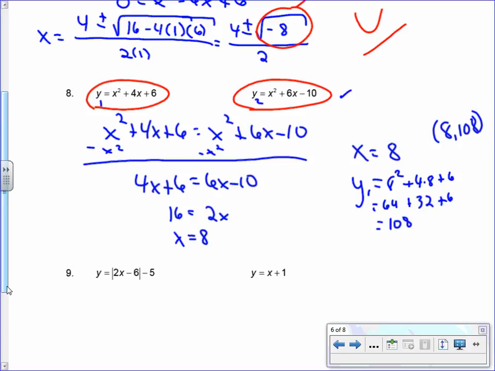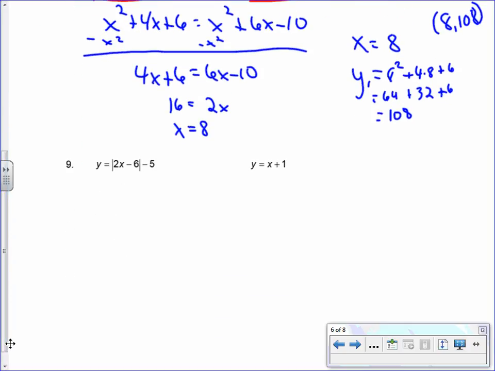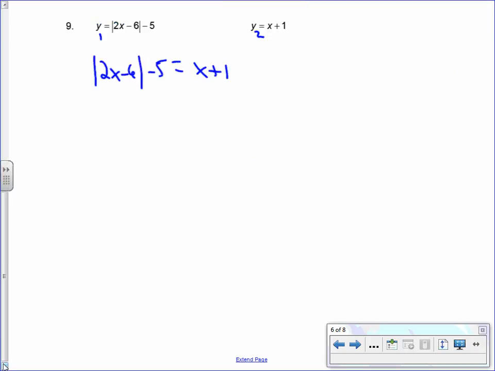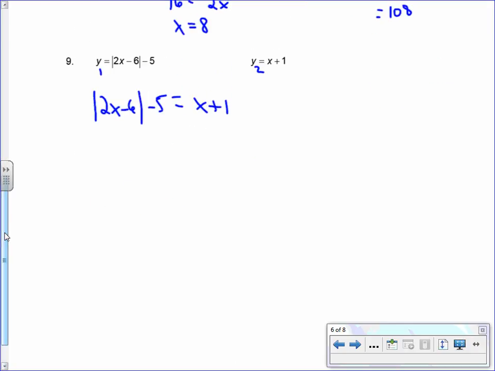Okay? All right, number 9, we have an absolute value graph, a V shape, and we have a line. We could have one answer, 2 answers, or no answers, but the basic concept is y1 equals y2. Now, this one has something a little different that we did not see in the fall. So I want to make sure you follow this nice and slowly. First thing is to get rid of anything that's outside the absolute value. So I'm going to add that 5.